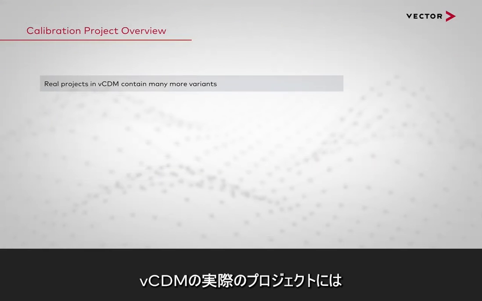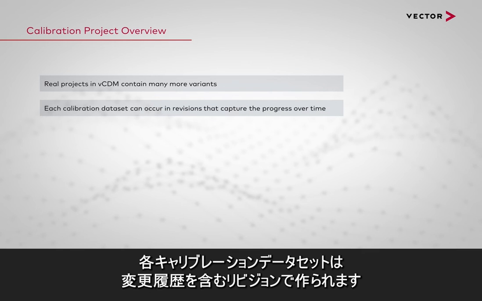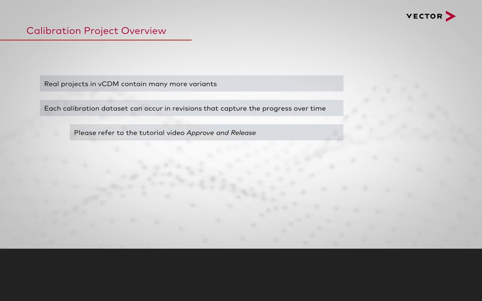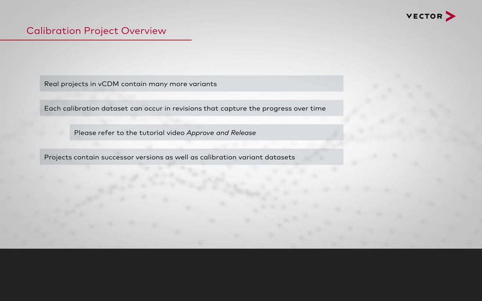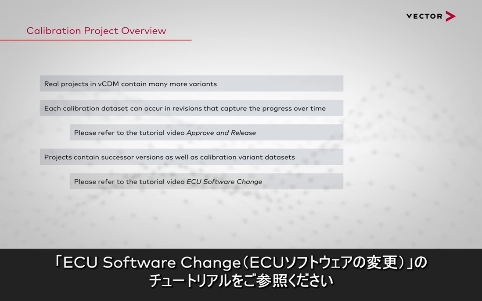Real projects in vCDM can contain many more variants of ECU software descriptions. Each calibration dataset can occur in revisions that capture the progress over time. Please refer to the tutorial video Approve and Release. Projects typically contain the successor versions of the ECU software description as well as their respective calibration variant datasets. Please refer to the tutorial video ECU software change.